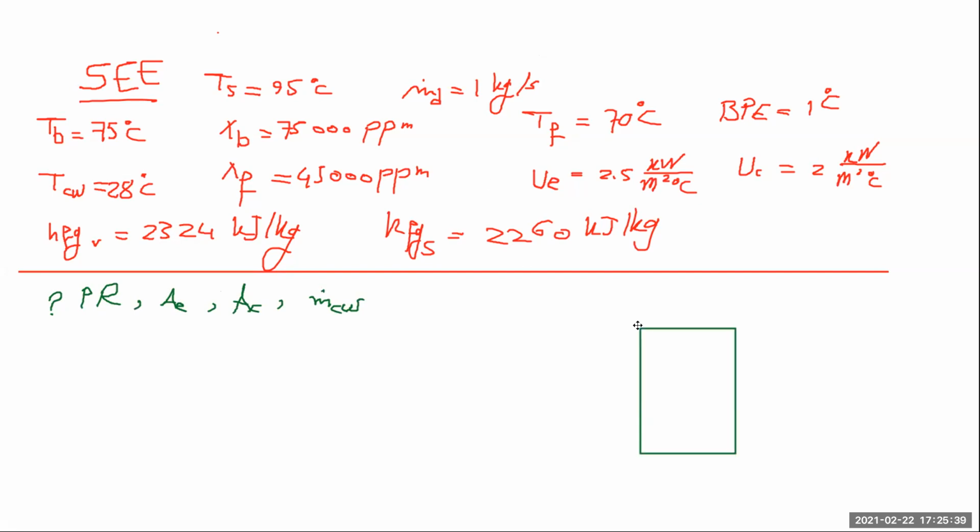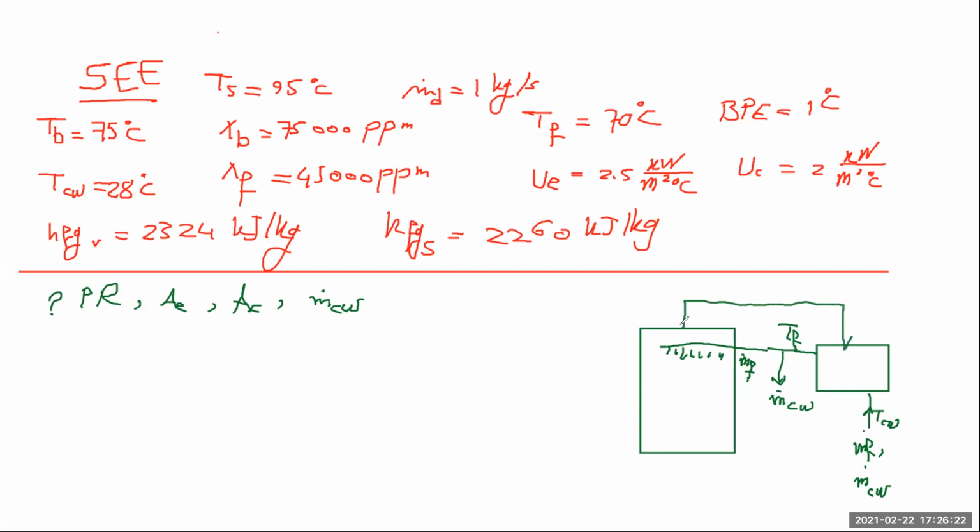We know that the unit is made up of two components: a condenser and an evaporator. In the condenser, what's coming in is m dot feed and m dot cooling water. They are going to be heated from T cooling water up to T feed. Then m dot cooling water will be returned to the sea, whereas the feed is going to be sprayed here, which is m dot feed. Part of it will evaporate, and the rest is going to be rejected as rejected brine.